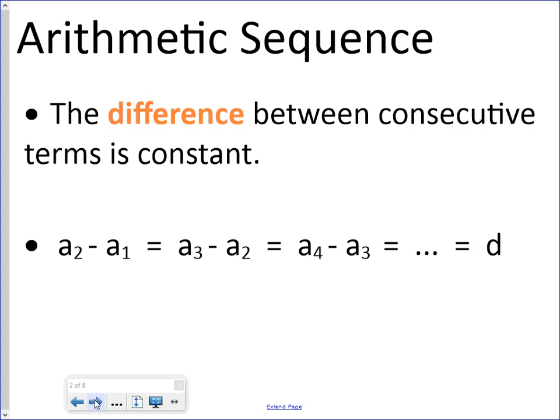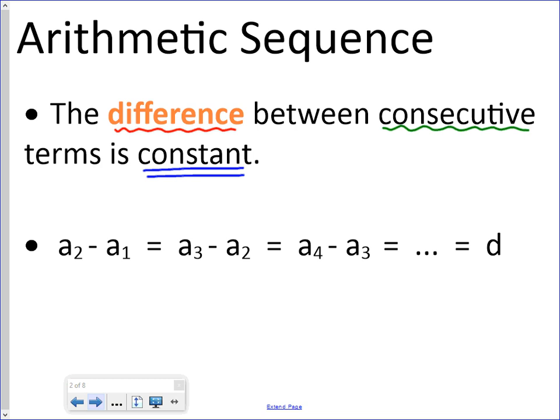An arithmetic sequence is any sequence where the difference between consecutive terms is constant. So a few really important words here. Difference is implying subtraction between consecutive terms, so those are terms that directly follow each other, one right after another, and the difference between those consecutive terms must be constant. So that means the difference between two terms that come right after each other is always the same.